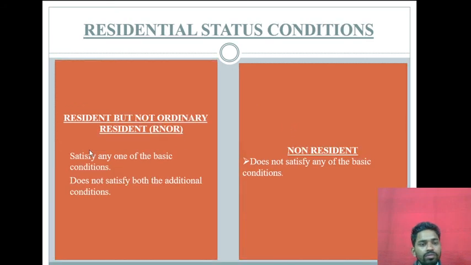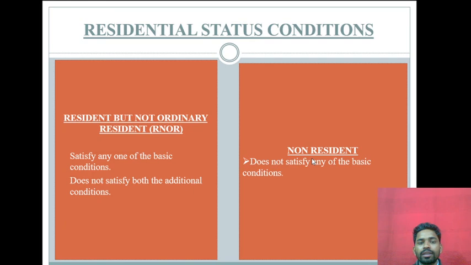Next, for resident but not ordinary resident, he or she must satisfy any one of the basic conditions and not satisfy both the additional conditions. There is no need to satisfy the additional conditions, but at least one basic condition should be satisfied for resident but not ordinary resident. And for non-resident, he does not satisfy any of the basic conditions. If he does not satisfy any one of the basic conditions, then he is a non-resident.